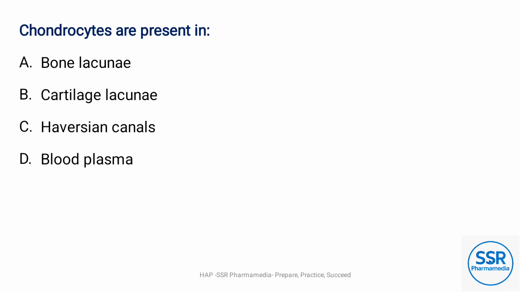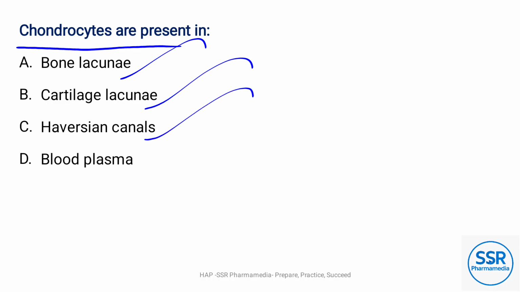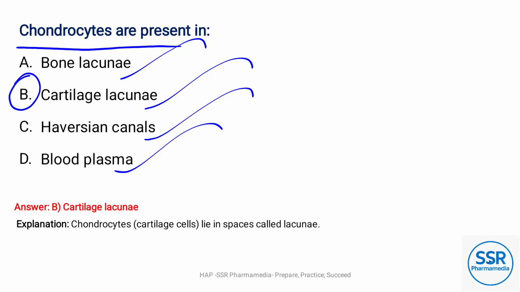Next question: chondrocytes are present in option A, bone lacunae; option B, cartilage lacunae; option C, Haversian canals; option D, blood plasma. The answer is option B, cartilage lacunae. Chondrocytes, or cartilage cells, lie in spaces called lacunae.